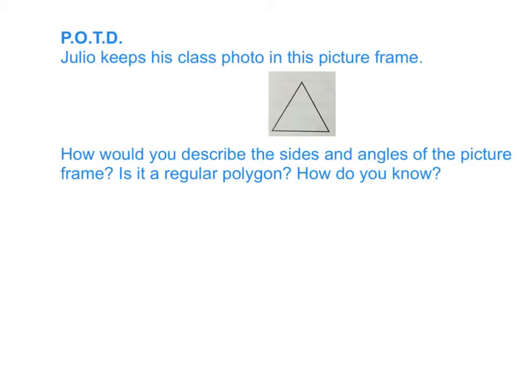Julio keeps his class photo in this picture frame. Okay, it's kind of a unique shape of a picture frame. How would you describe the sides and angles of the picture frame? Is it a regular polygon? How do you know? What do you guys think? Harushi, what do you think? I would describe the sides and angles in the triangle to be all the same thing, or congruent. So it was a regular polygon. I know because all of the sides, angles, and vertices are congruent.